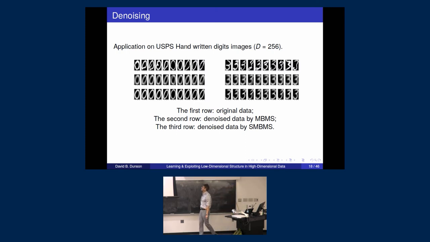These are like handwritten images from drunk postal service workers in UPS, who write terribly or something. The top is the actual image for zeros and threes, and we put all of the digits in. The middle row is the result using manifold blurring mean shift with PCA, and the bottom row is the result with spherical PCA. Okay, so you can see by eye that it does a lot better.